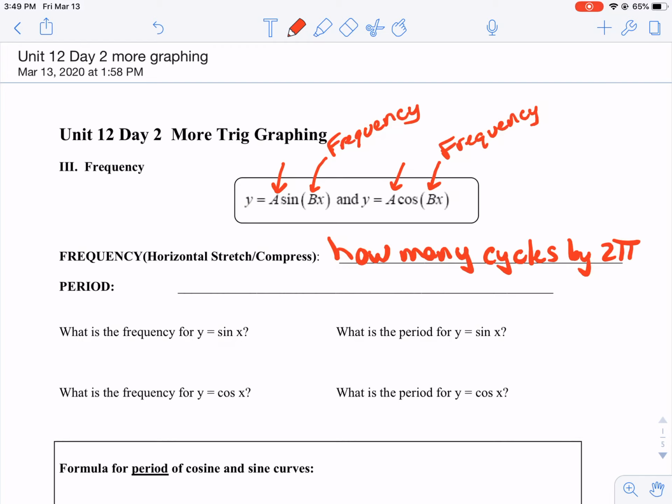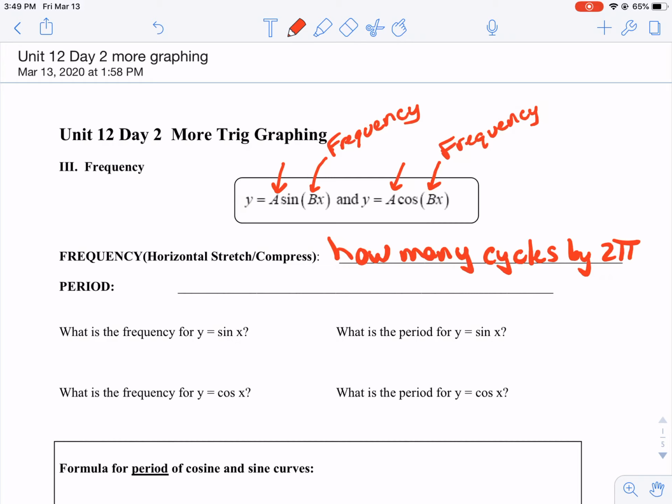2 pi was our standard period yesterday. That's how long it took to finish all of our graphs because we weren't messing with the frequency. If you have one graph, it finishes by 2 pi. If you have more than one cycle, your period is going to change. So if you're going to try to fit 3 sines into a 2 pi, then that means the period, how long it takes to finish one of them, will be shorter.